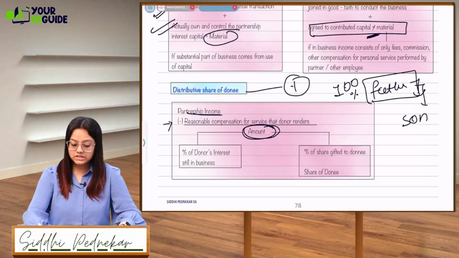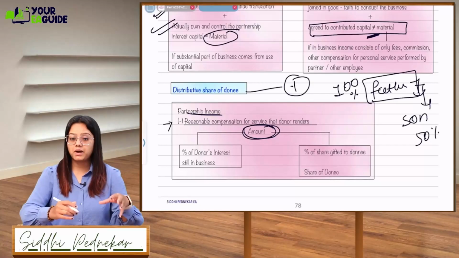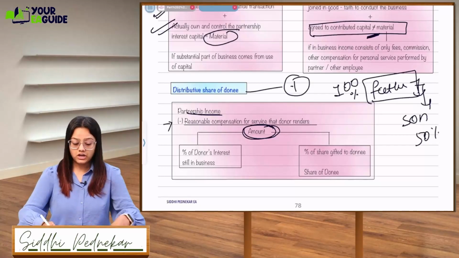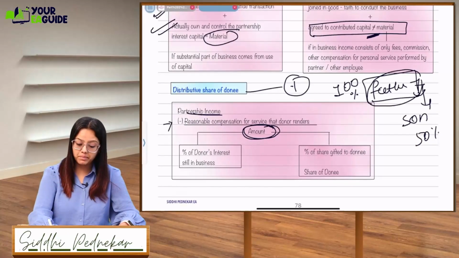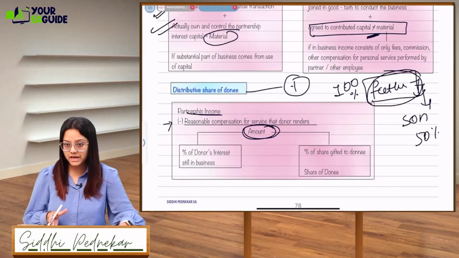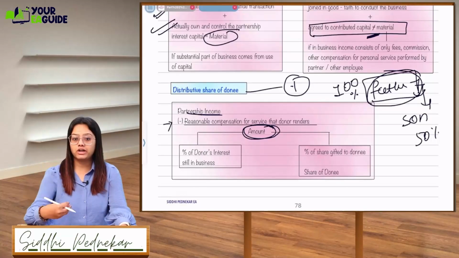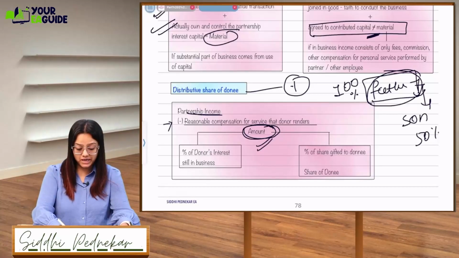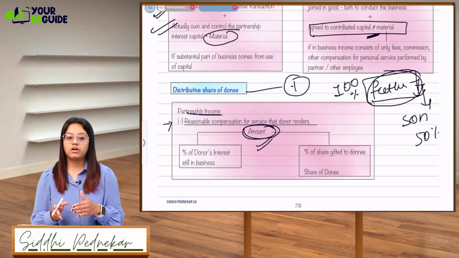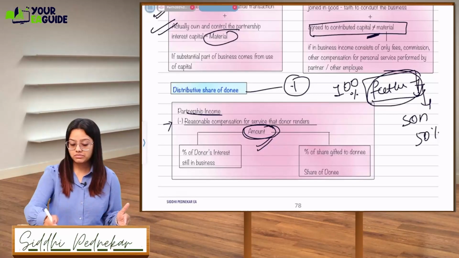Now he is donating 50% of his partnership interest to his son, right? So whatever is the partnership income minus his share of compensation, officer's compensation we can say, or his share of compensation for rendering the services, will be reduced. The reasonable share, whatever is the remaining amount, will be bifurcated among the donor's interest still in the business.